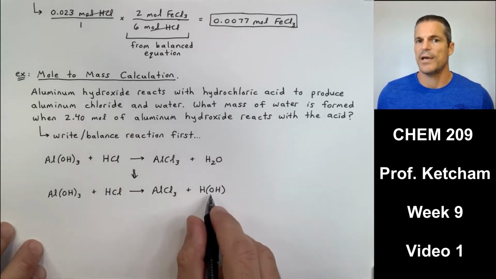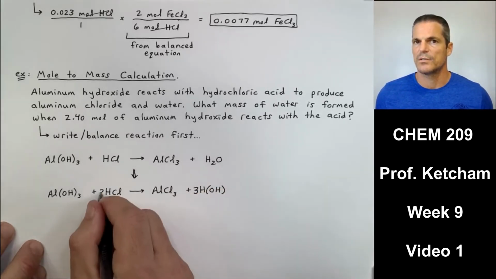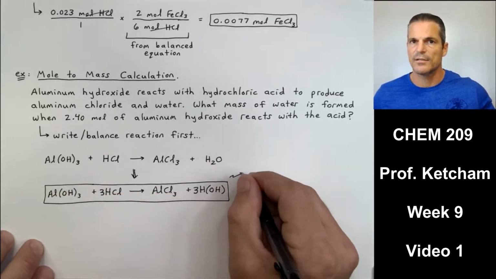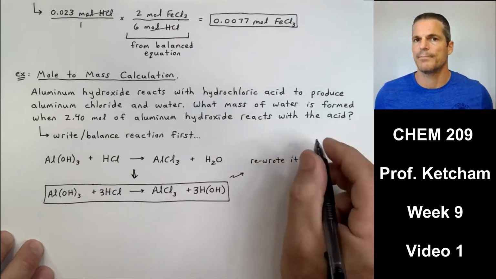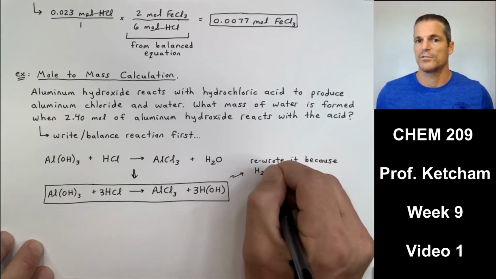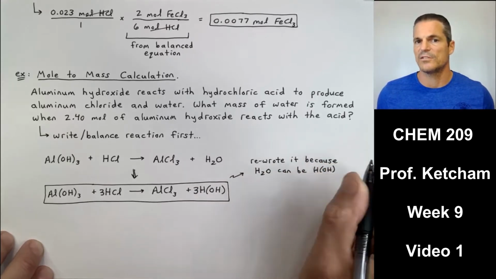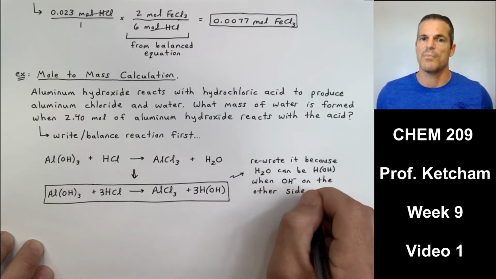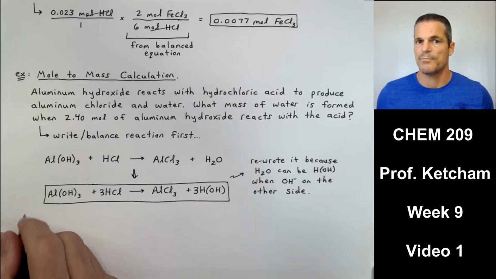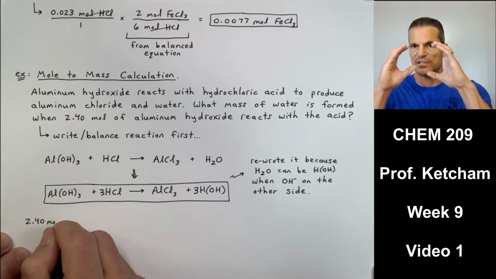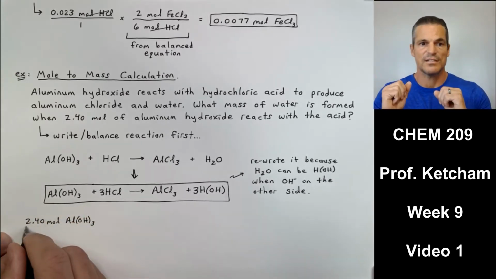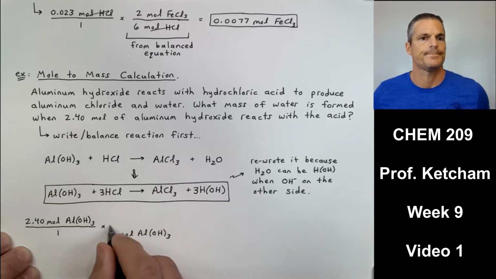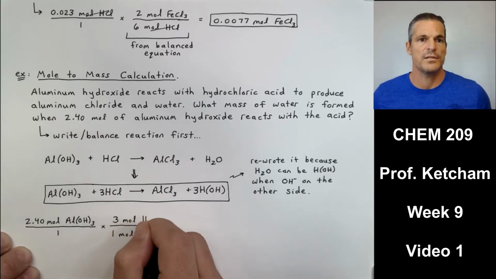Why have I split up my H2O into HOH? Well, in video number 1, we recognized if there's an OH on the left, a hydroxide, it's helpful to split up my water into HOH. So I'm mentioning that again here. I rewrote H2O because H2O can be H parentheses OH when OH minus is on the other side. It made it much easier to balance. And I balance the OH minus as a chunk. So the H inside of OH minus is not an H. It's part of my OH. Start with what you're given, put over 1.